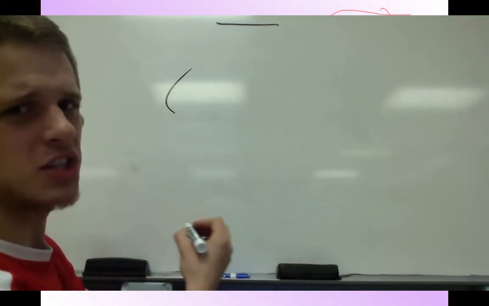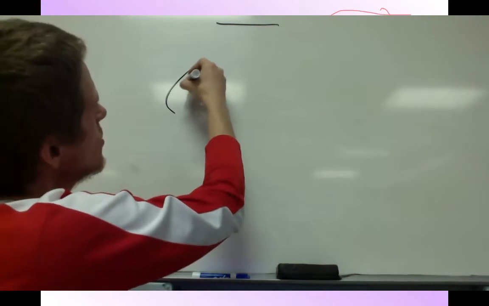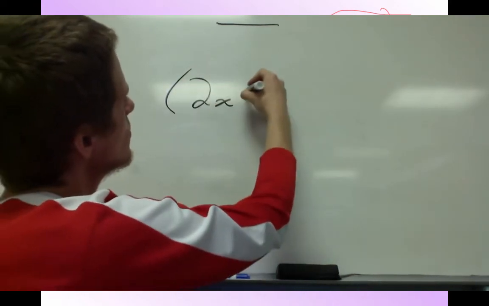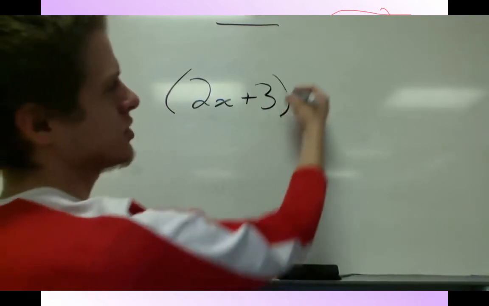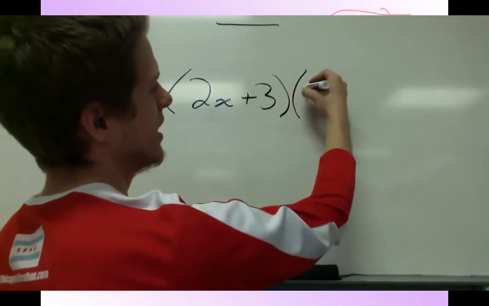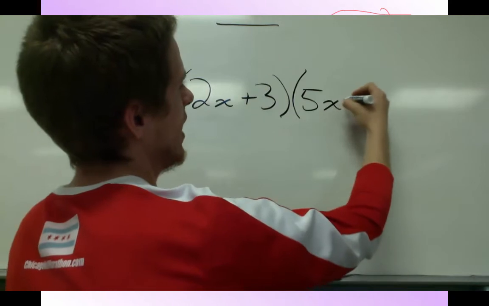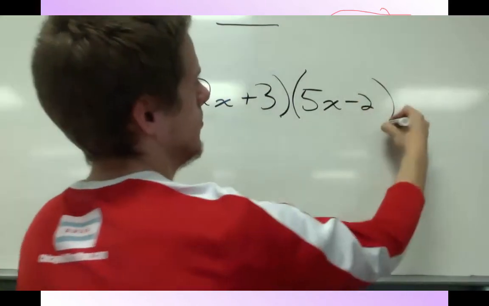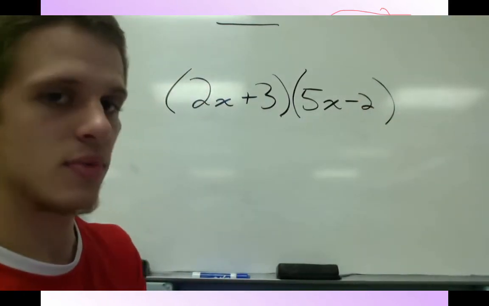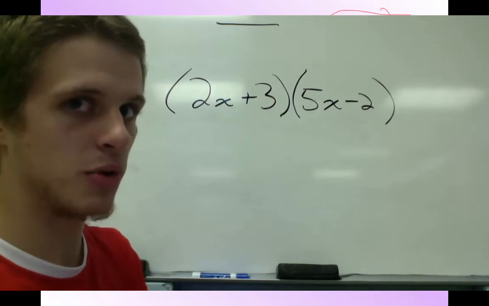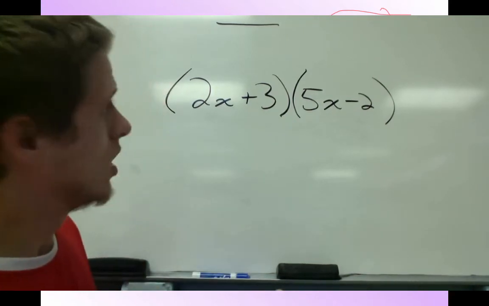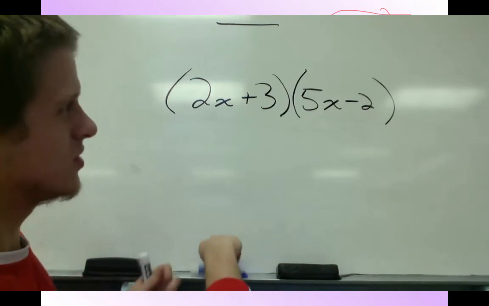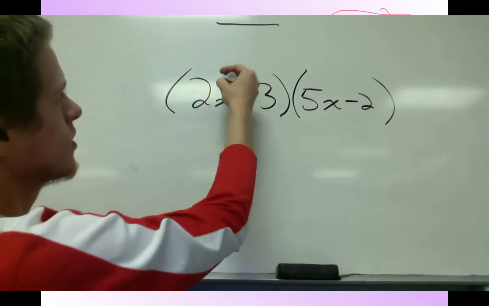Alright, so we'll continue just with binomials here. So first binomial 2x plus 3, we're going to multiply that by 5x minus 2. See if you can come up with a solution to that one. Alright, I'm going to go through this fairly quickly.